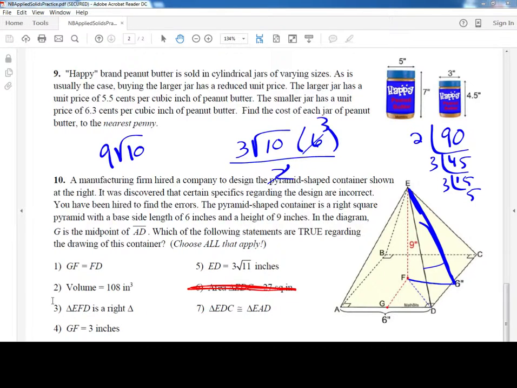The last one says congruent. So let's see here. EDC is congruent to EAD. That's true. It's just two faces of the triangle. Cool. Woo! All right.